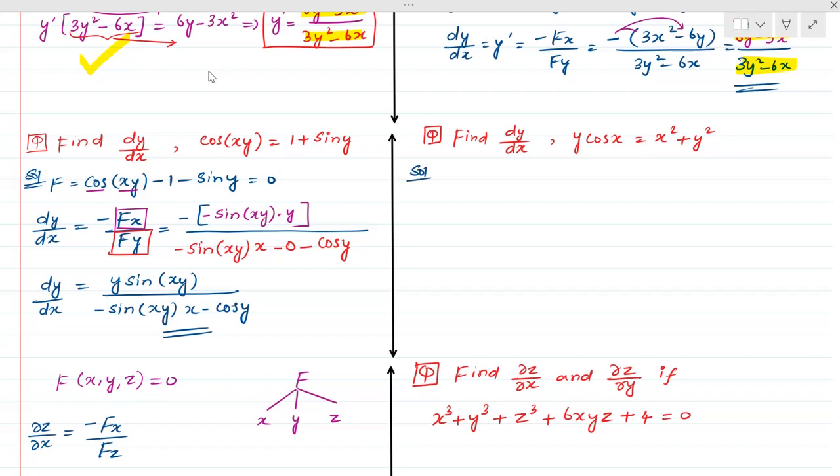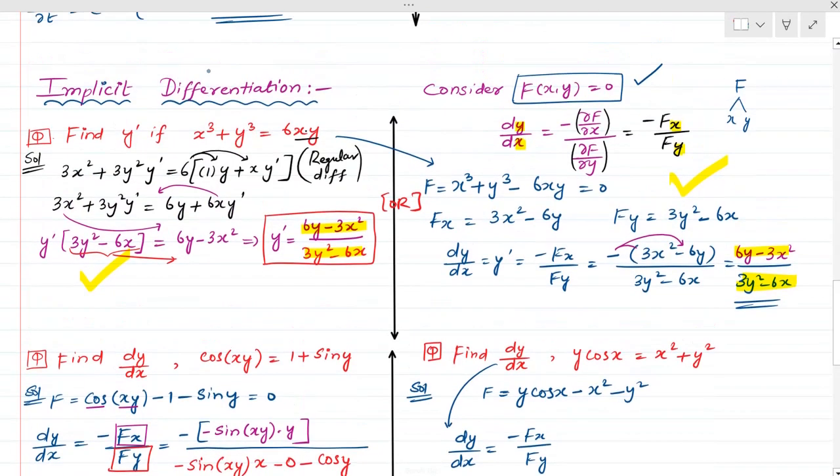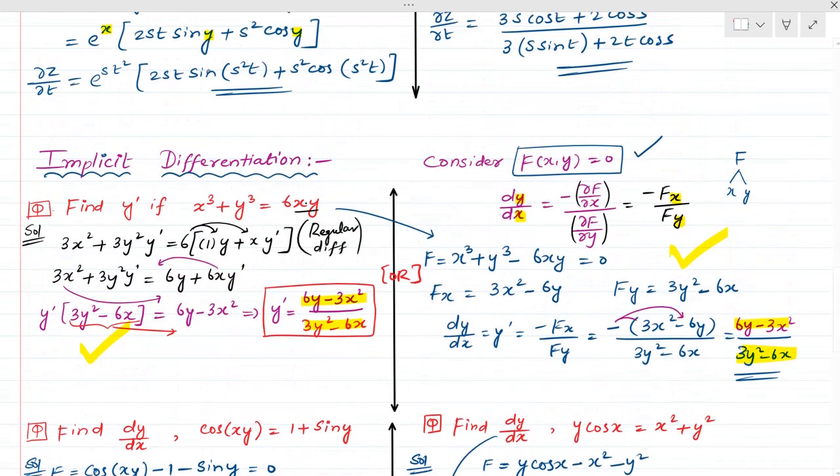So I will write one more problem. y cosine x minus x square minus y square. In order to calculate this one, the formula is given by minus fx over fy. This is my f. So how will you identify the implicit function? If it is given like this, it is an implicit function.